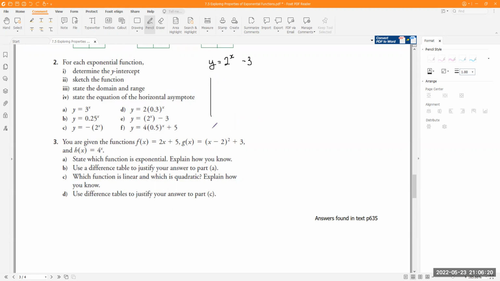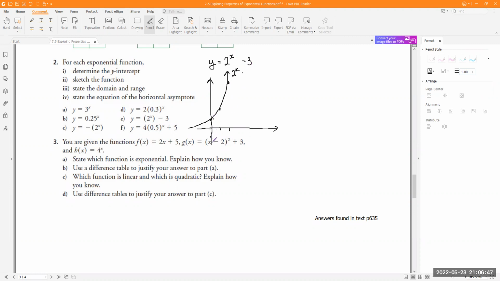Is there a way to draw this very carefully? Starting off, I know that when x is 0, my y is 1. When x is 1, it's 2. When x is 2, it's 4, so on and so forth. This is my base or parent function, 2^x. All of this is going to vertically shift down by 3.